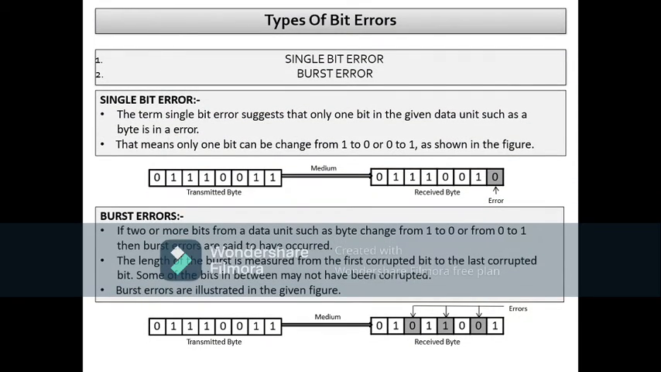Types of bit error. There are two types of bit error: single bit error and burst error. The term single bit error suggests that only one bit in the given data unit, such as a byte, is in error. In burst error, if two or more bits from a data unit, such as a byte, change from 1 to 0 and 0 to 1, then a burst error is said to have occurred. The length of a burst error is measured from the first corrupted bit to the last corrupted bit.